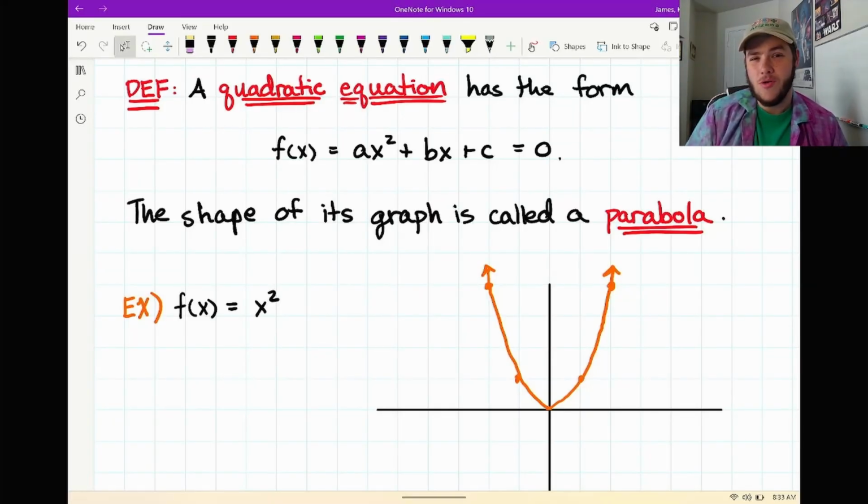We should all already be familiar with what a quadratic equation is. It has the form ax squared plus bx plus c equal to 0, and the shape of its graph is called a parabola. Now, there's one quadratic equation that we already know how to quickly sketch the graph of, and that's f of x equals x squared, shown here below.